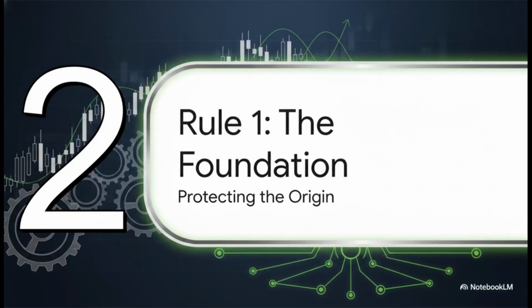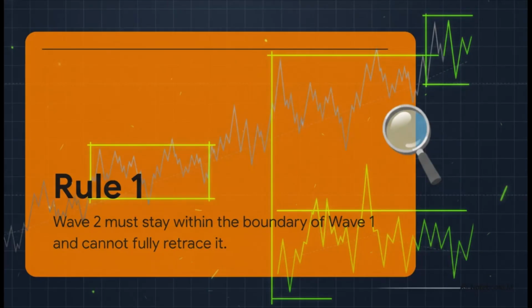Moving on to section 2, rule 1, the foundation. Okay, here's the first totally unshakable law of the market. Rule 1, wave 2 never ends beyond the start of wave 1. And I really want to emphasize the word never here. The pullback of wave 2 has to stay higher than the start of wave 1 if you're in an uptrend, or lower if you're in a downtrend. It absolutely must stay within the boundary of that initial first wave.